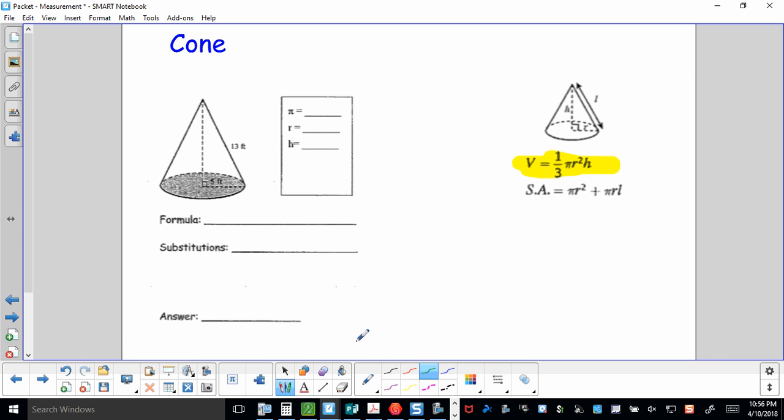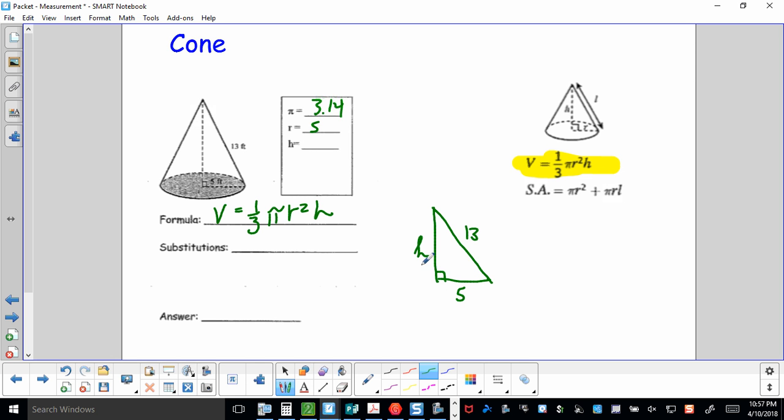And we have a cone. The cone is 1/3 pi r squared times the height. So we have pi, the radius is 5, the height is not 13. So let's look at this. We have 13 here, which is the lateral height. We want the perpendicular height here. So we need to find that height. And we have a base of 5.